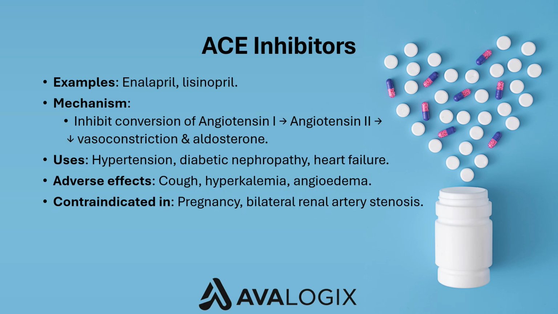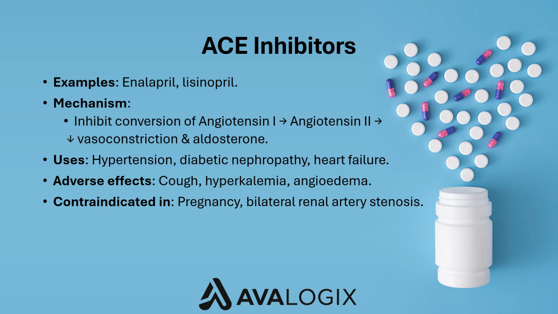ACE inhibitors, enalapril, lisinopril, ramipril, target the RAS pathway by blocking the enzyme that converts angiotensin I to angiotensin II, a potent vasoconstrictor. The result is vasodilation, reduced aldosterone secretion, and, over time, reduced sodium and water retention. They're especially beneficial in patients with diabetes. They protect the kidneys by reducing intraglomerular pressure, in heart failure and post-MI.